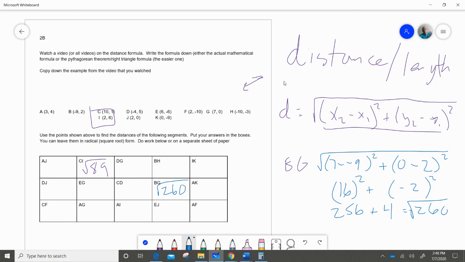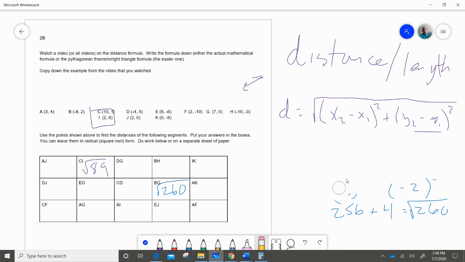All you have to do is take this formula, plug in x2, x1, y2, y1, and make sure that you use your order of operations properly. Work within the parentheses, keep the parentheses, square that number, and then add it. If we don't use order of operations correctly, we'll screw up.